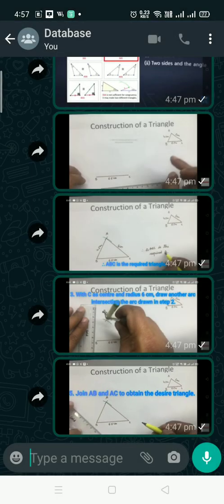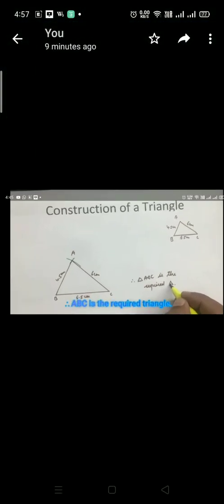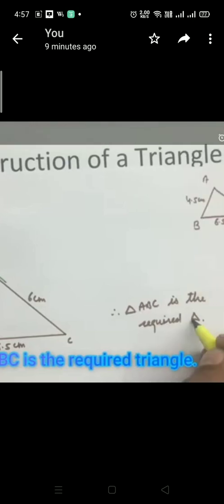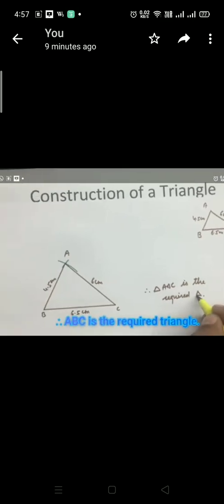See over here with the scale, you have already got point A, so just join point A with B and point A with C, and then write the details. Check it with a scale if you want, you will get the same measurements. AC will be 6 centimeters, AB will be 4.5 centimeters. So this is the required triangle which we wanted. So clear kids how to construct a triangle?